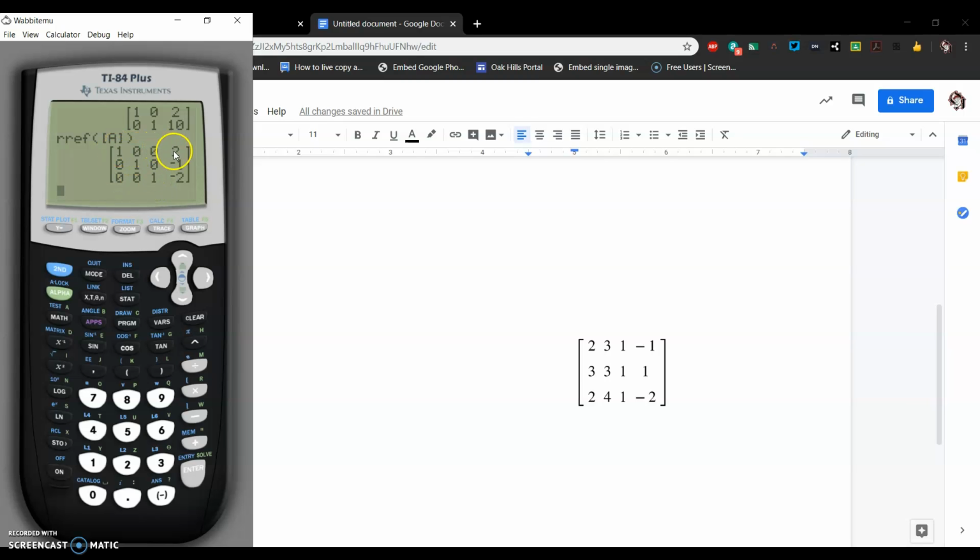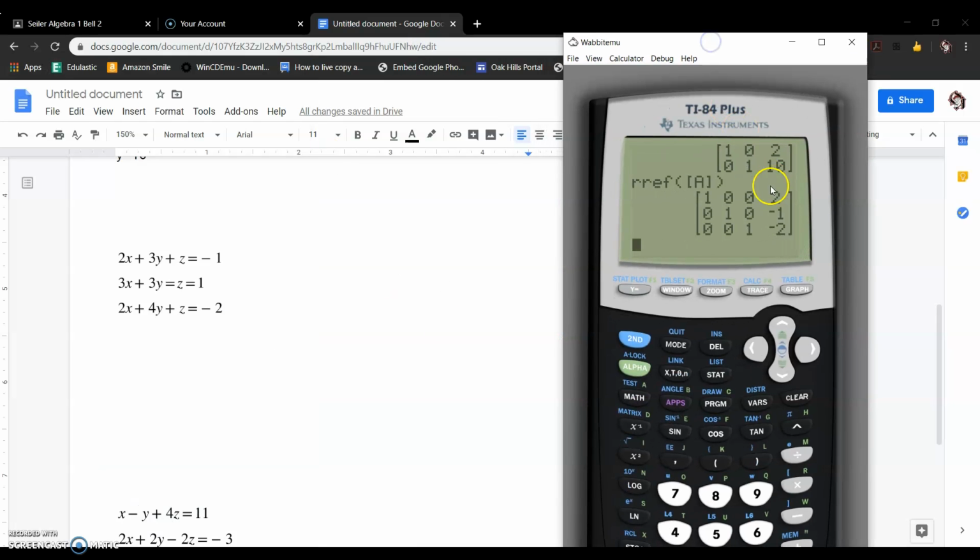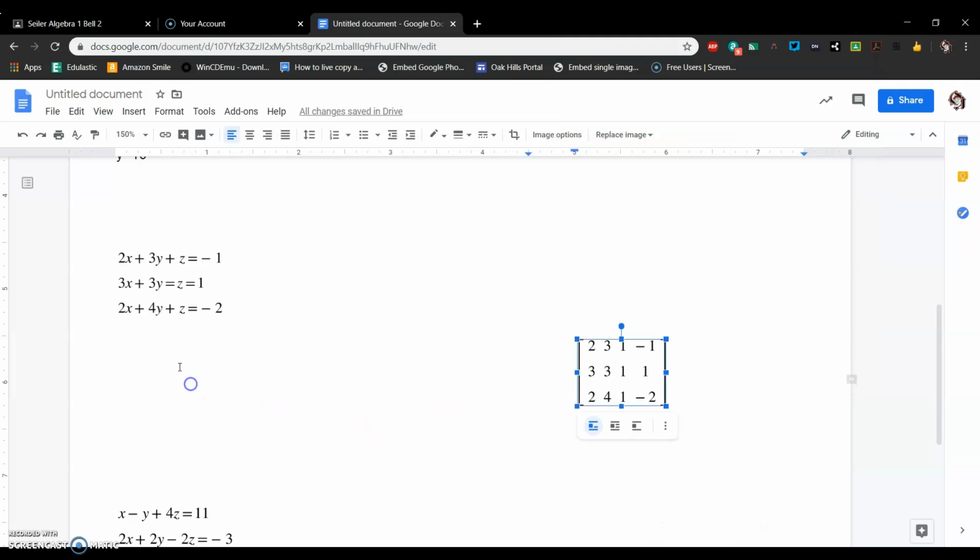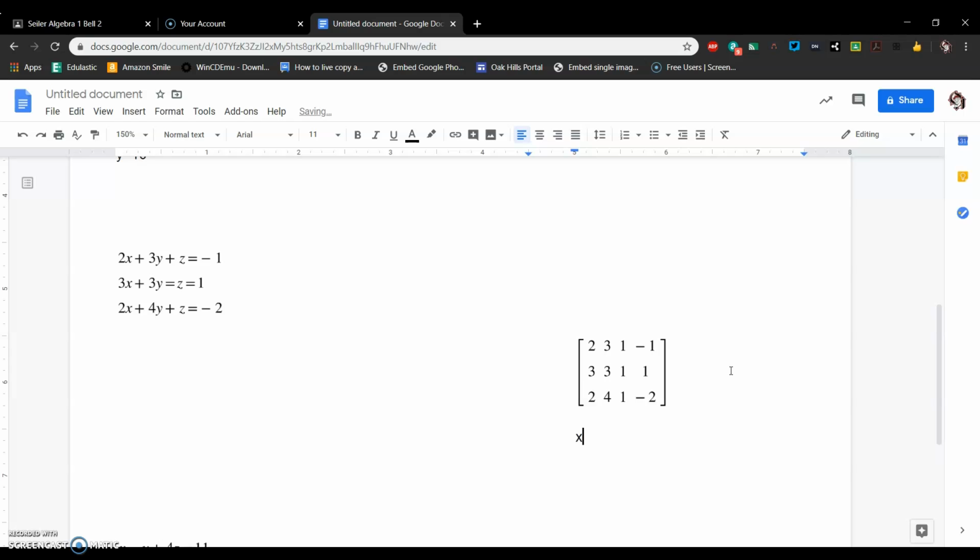And again, x equals 2, y equals -1, z equals -2. X, y, z across the top. So 2, -1, -2. X equals 2. Y equals -1. Z equals -2.